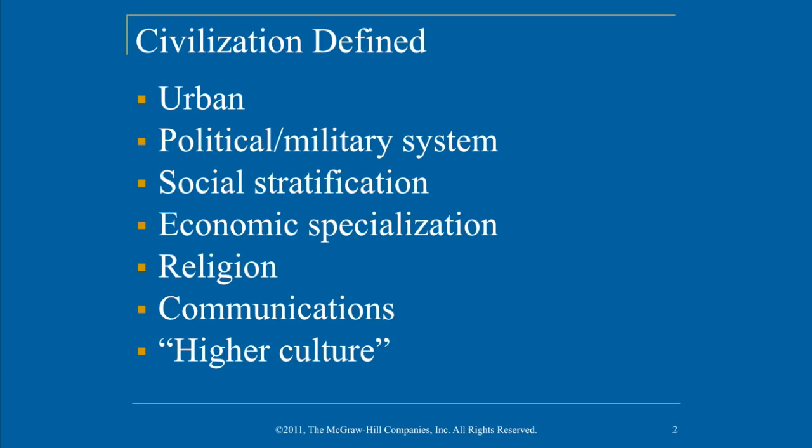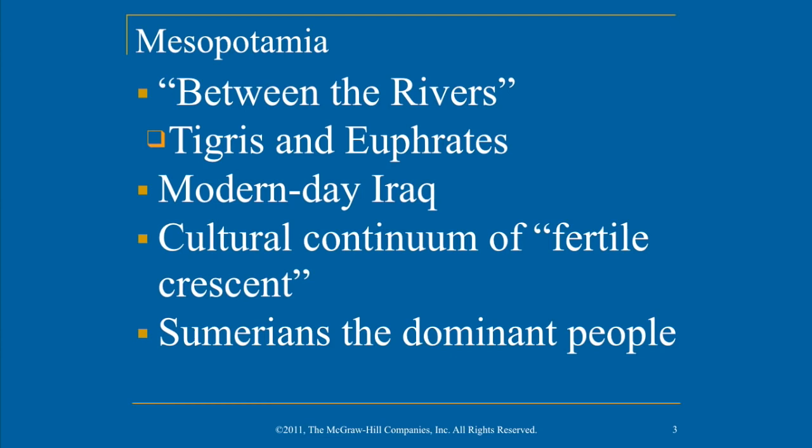First up, we have Mesopotamia, which is also known as Between the Rivers. The two rivers we're specifically highlighting are the Tigris and the Euphrates River. This would be in what is now known as modern-day Iraq. This is the cultural continuum of the Fertile Crescent.